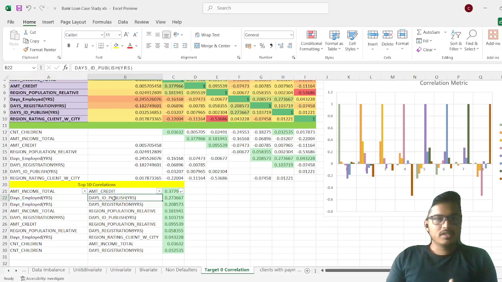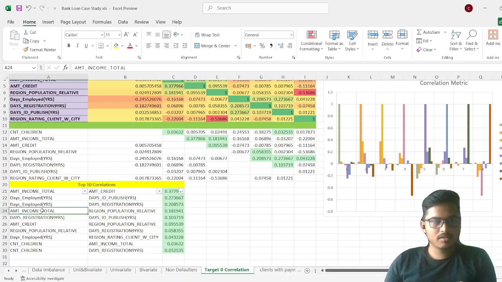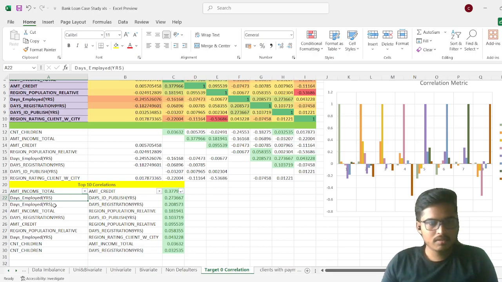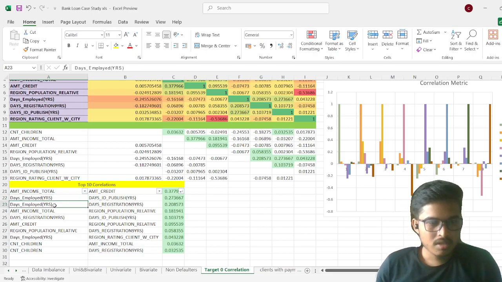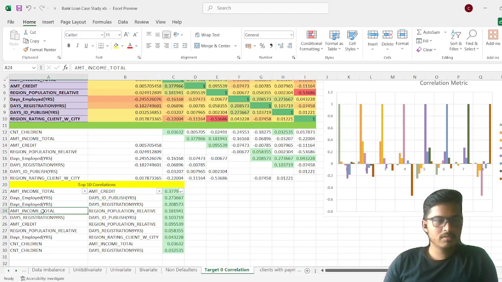So the days employed with the days in publish, and then the days employed in years with the days registration in year. We have the AMT income total with the region population rating, days registration in year with the days in publish, AMT credit. So from this analysis we can suggest that if we are published earlier, the employed could be earlier also. If the employed in year is earlier, the registration is also earlier, and it is a positive correlation between them.